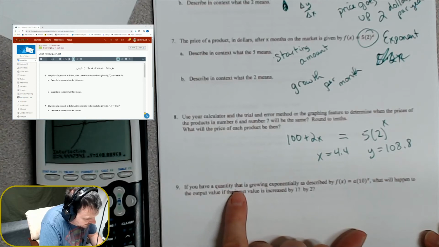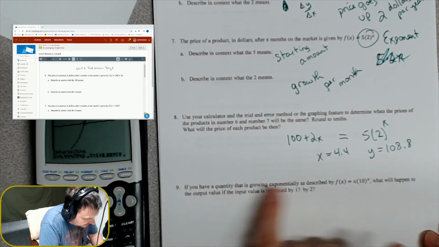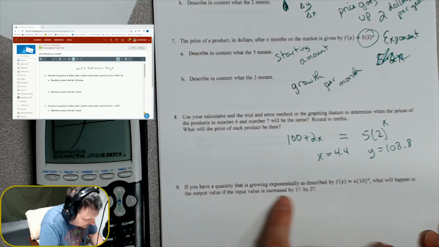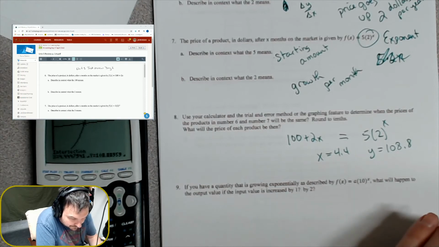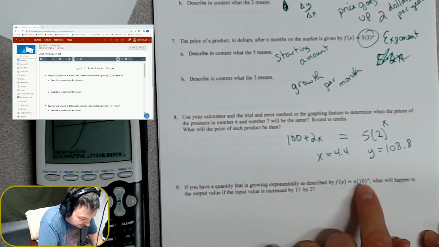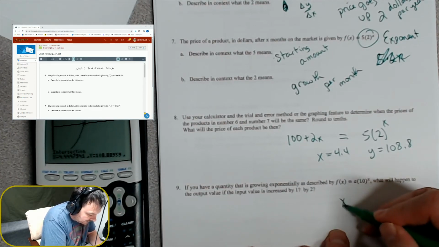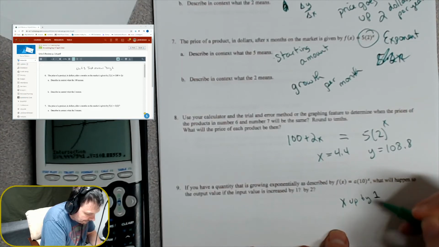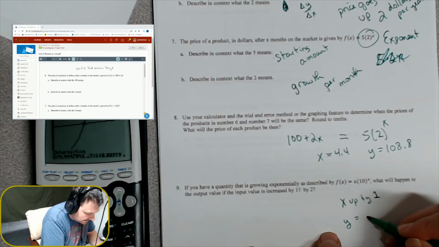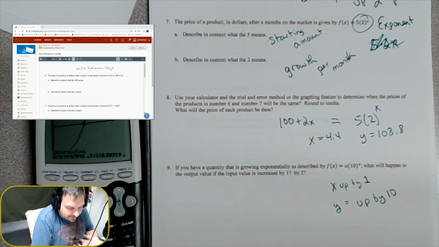If you have a quantity that grows exponentially, what will happen to the output value if the input value increased by 1? Okay, so what happens to the output when we go up by 1? Well, this multiple is 10. So when x goes up by 1, y goes up by 10. You see that? Because the multiple is 10.